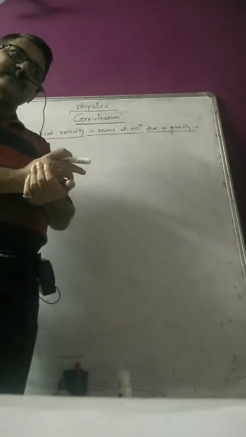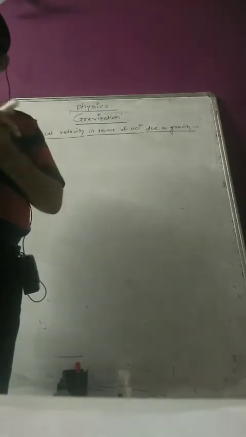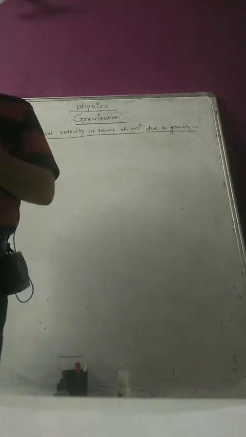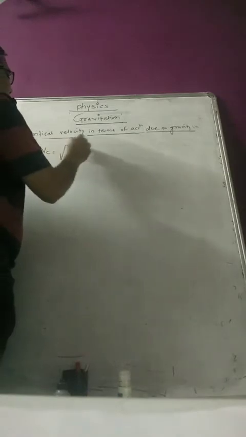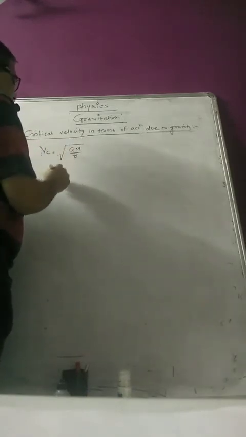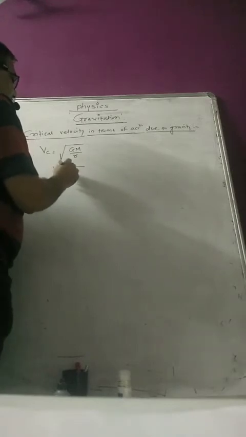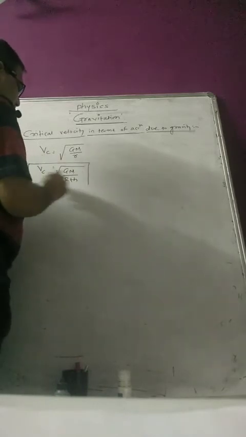After calculating, we got the critical velocity is equal to the square root of GM by r, or GM by r plus h. So the expression which we have calculated is critical velocity equals under root of GM by (r plus h). That is the expression for the critical velocity that you have learned.